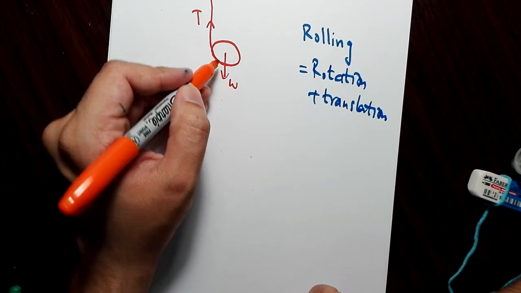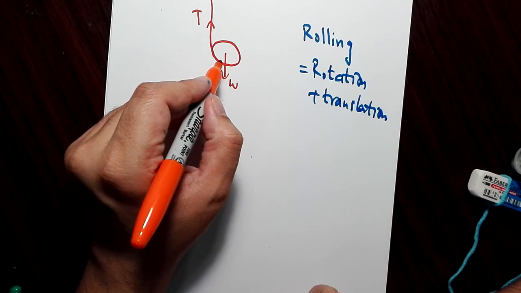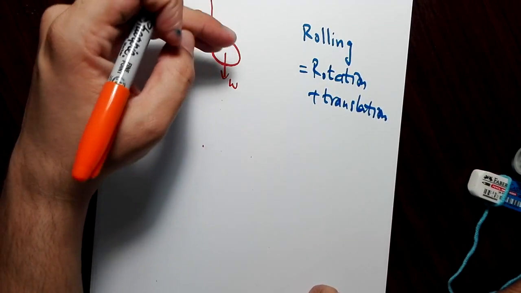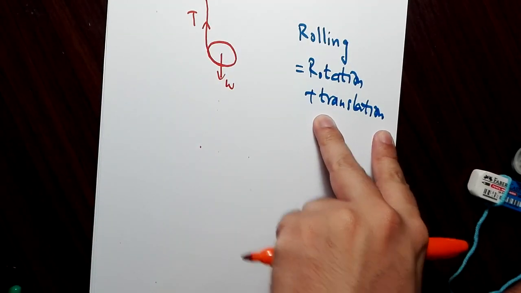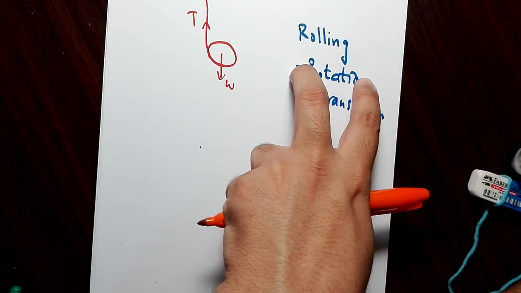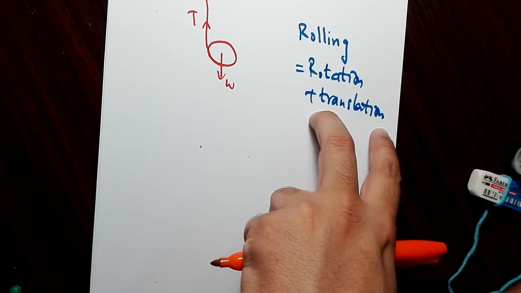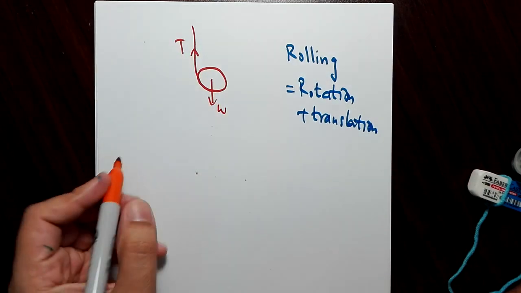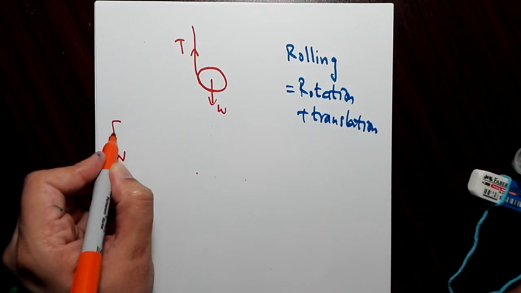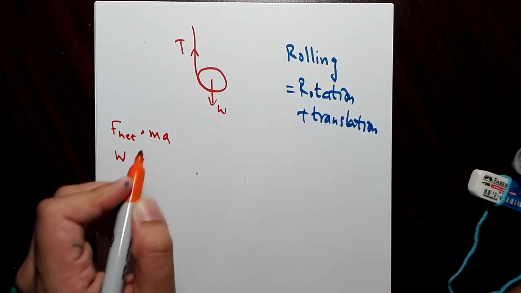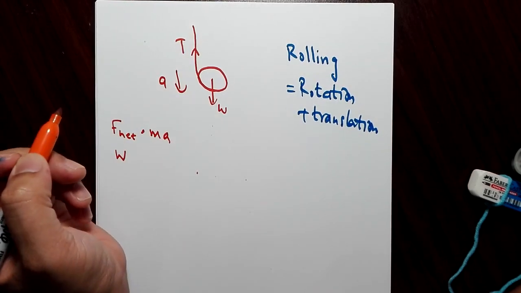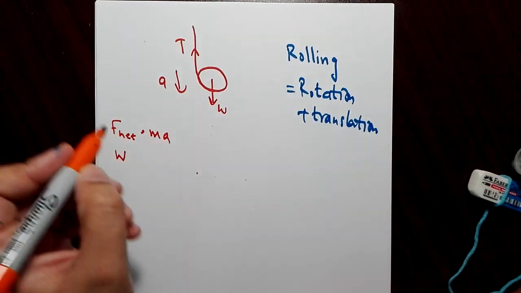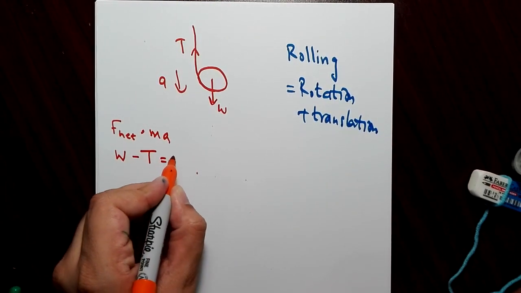We can use multiple approaches to solve this problem. We can write Newton's second law, so there is translational motion, because rolling is a combination of translation plus rotation. So we can therefore write Newton's second law for the linear motion of the pulley as it falls down. F net equals mass times acceleration. This is the direction of the acceleration of the pulley or yo-yo, whatever you want to call it. So W minus T equals ma.